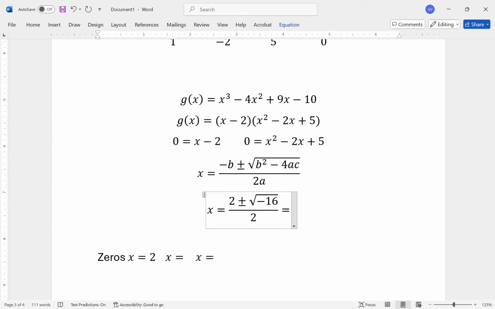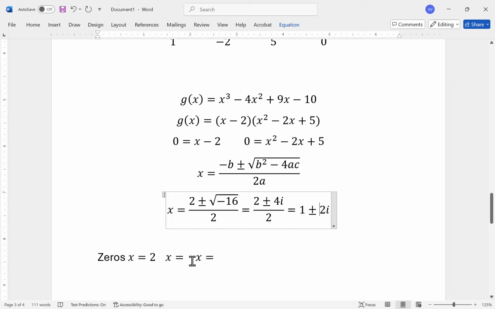So that is equal to 2 plus or minus, we're going to get 4i, divided by 2, which gives two solutions. One is 1 plus 2i, and the other is 1 minus 2i. And those are my other two zeros.